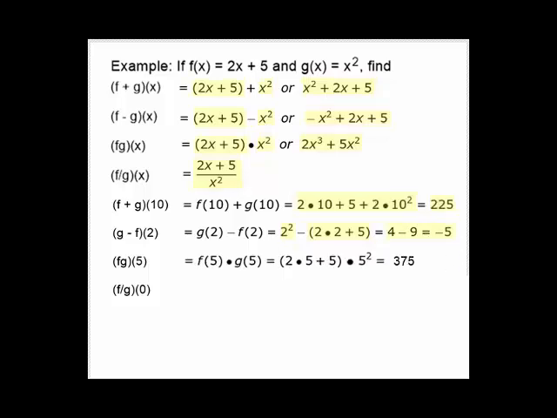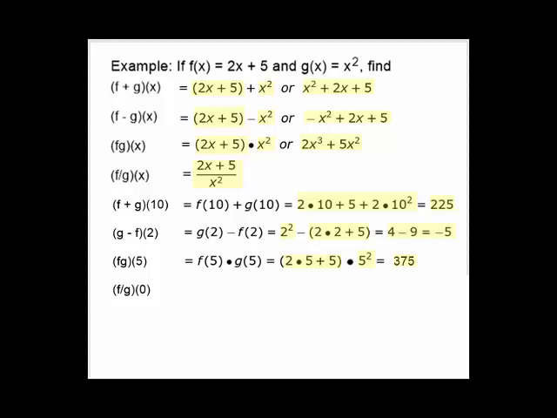For f g of 5, we're taking the product of functions evaluated at 5. So we're taking f of 5 times g of 5. F of 5 is 2 times 5 plus 5, which is 15. G of 5 is 5 squared, which is 25. 15 times 25 makes 375.